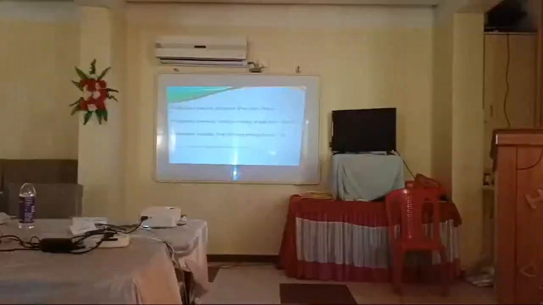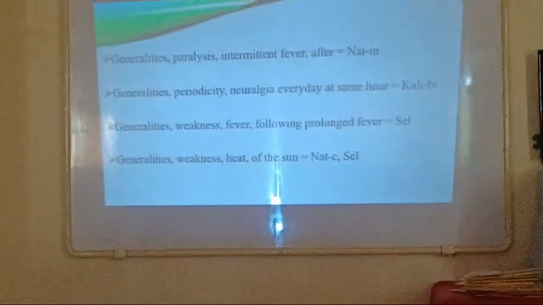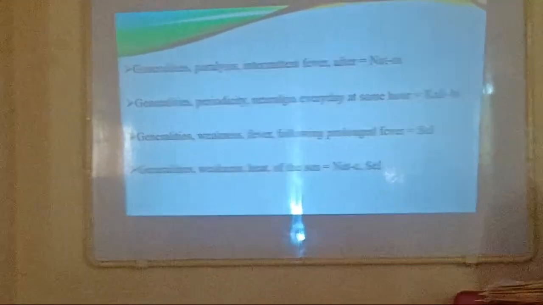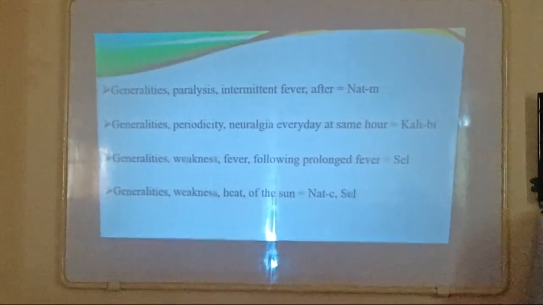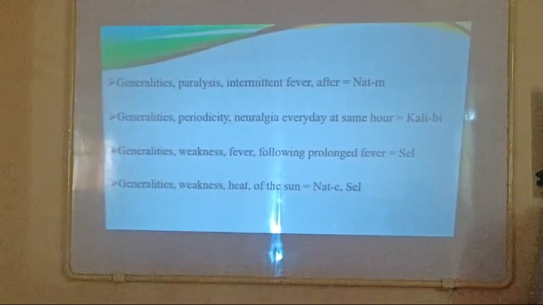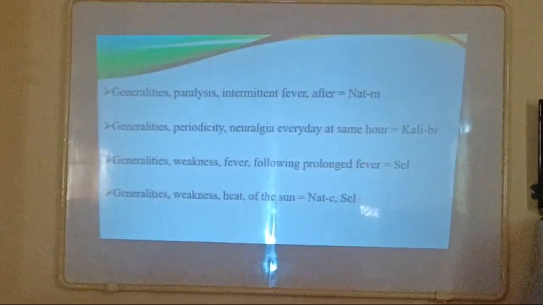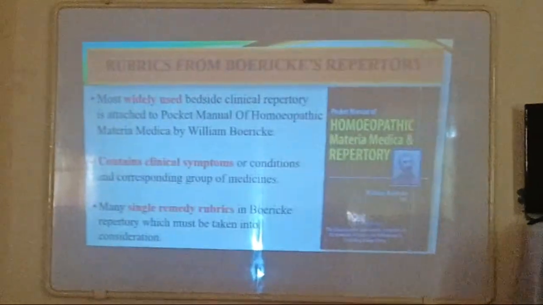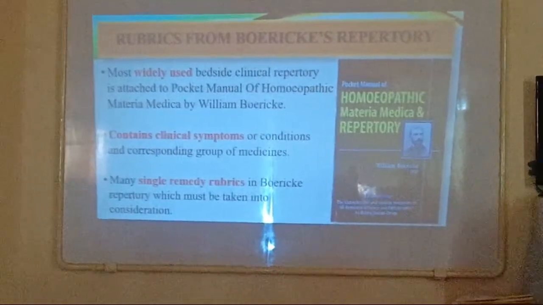Generalities, paralysis, intermittent fever after, Natrum mur. Generalities, periodicity, neuralgia every day at same hour, Kali bichromicum. Generalities, weakness, fever following prolonged fever, Selenium. Generalities, weakness, heat of the sun, Natrum carb and Selenium. Next, now the rubrics from Boericke's repertory.